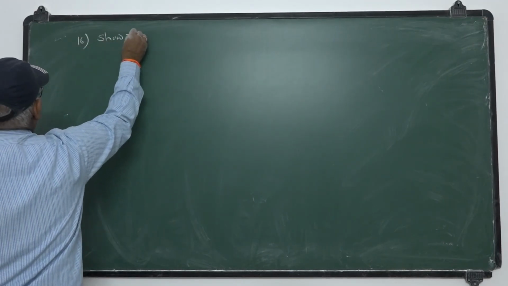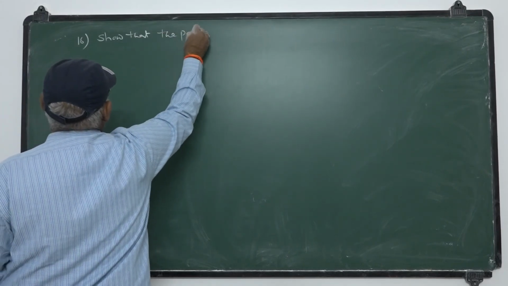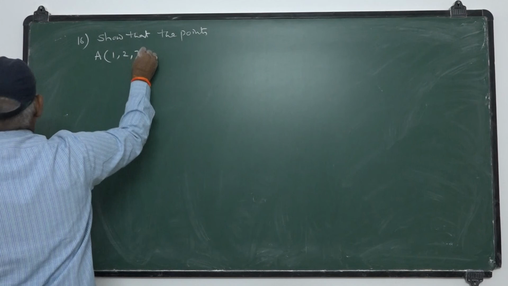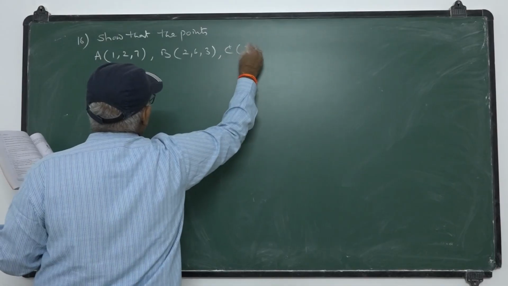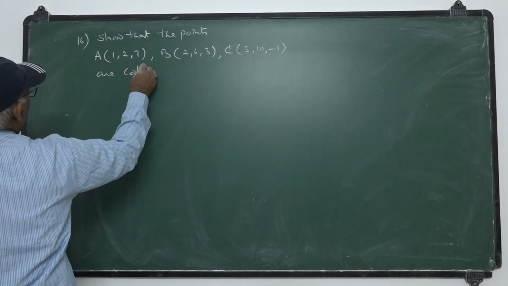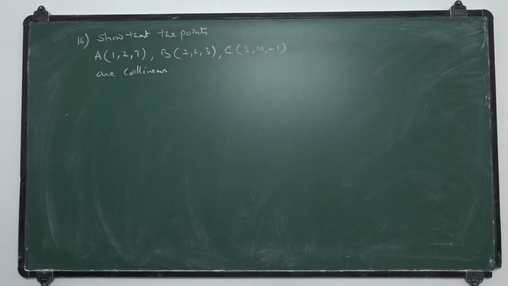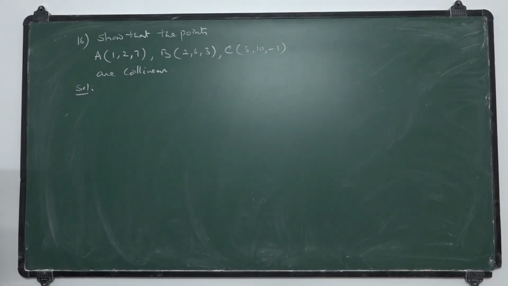Show that the points A(1,2,7), B(2,6,3), C(3,10,-1) are collinear. The given points are collinear. Already this problem is discussed in 3D geometry, but vectorially, how to show that these 3 points are collinear.